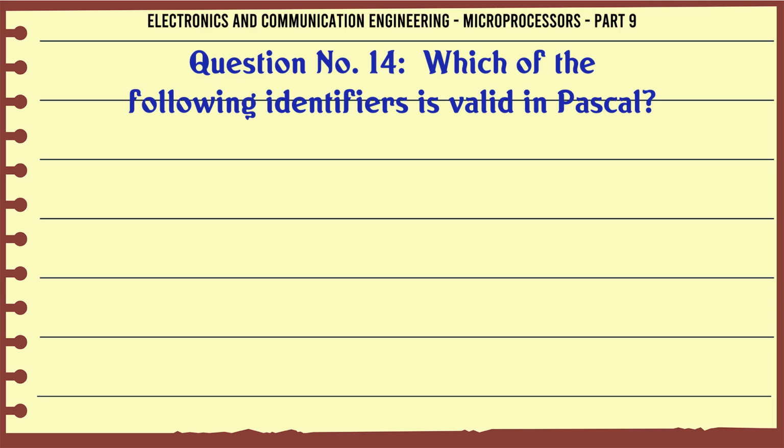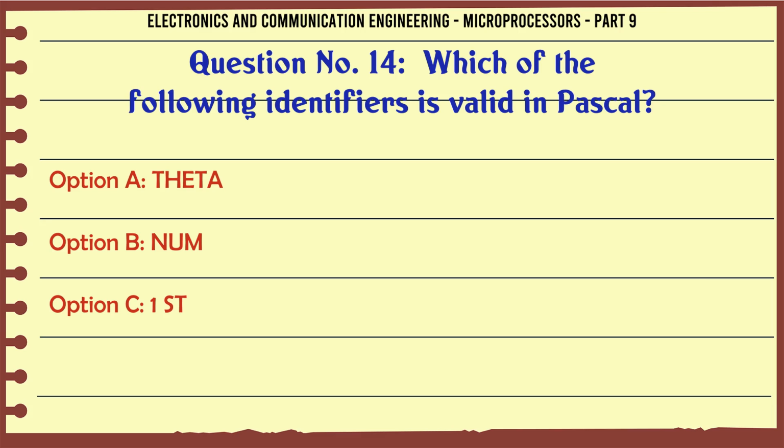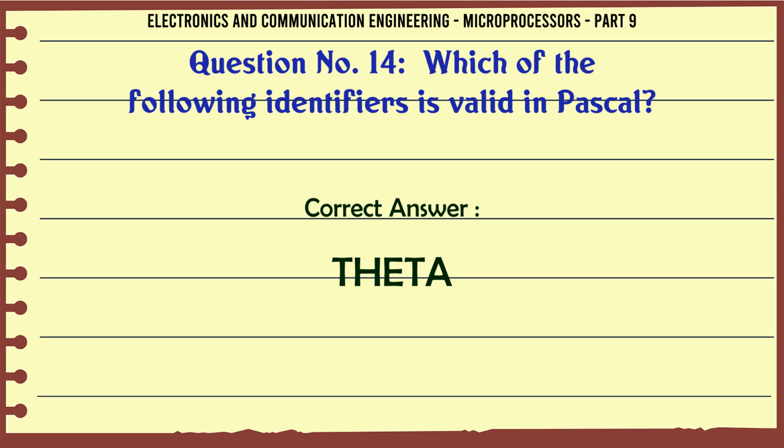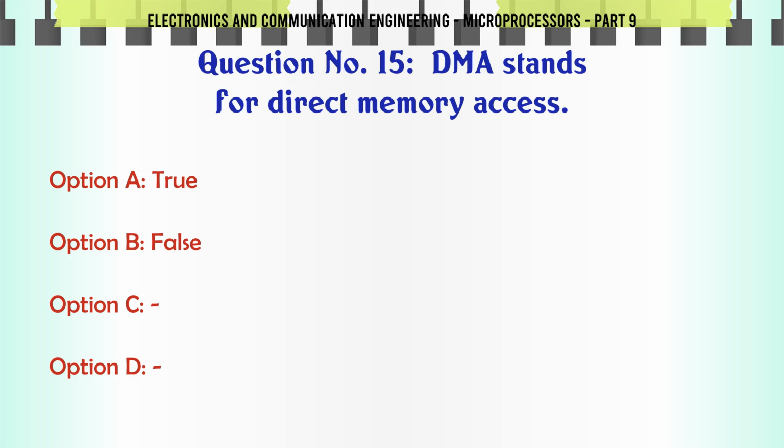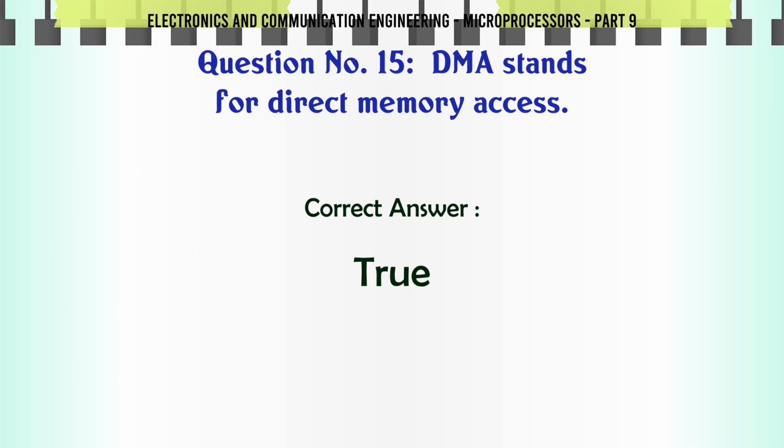Which of the following identifiers is valid in Pascal? A. theta, B. num, C. 1cent, D. beta. The correct answer is theta. DMA stands for direct memory access. A. True, B. False. The correct answer is true.